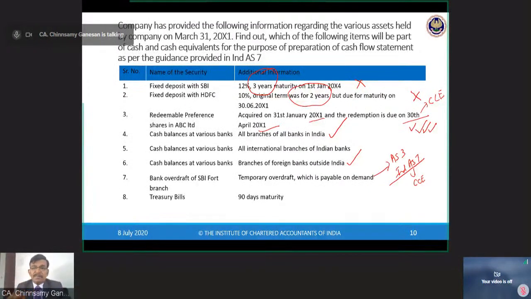Whereas temporary overdraft is given for a particular period, and within the particular period, you are supposed to close it. Accordingly, overdraft is different from CC limit.